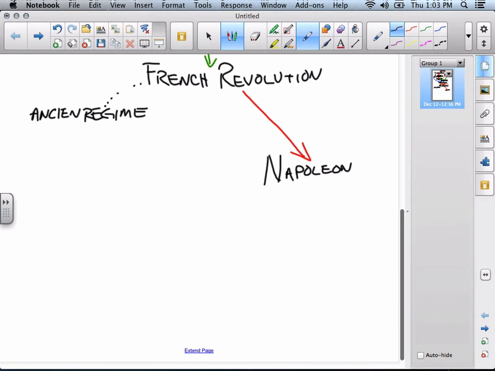Okay. Where do we go from there? Well, the Estates General are part of the ancien regime. So then we go to the National Assembly. Okay, and from there we go to the National Constituent Assembly, which is still the same thing as the National Assembly, it just changes its name. And then we go to the Legislative Assembly. And then we go to what? The National Convention.